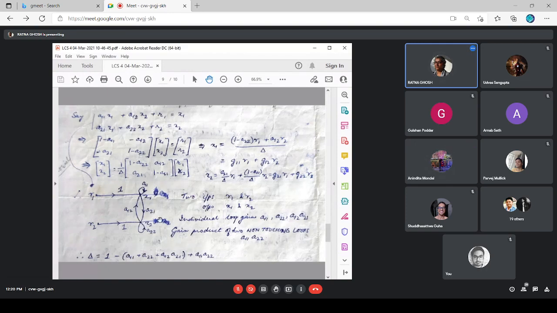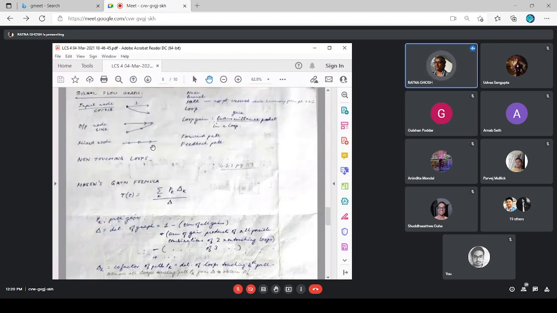Yes, ma'am. Now, the next stage, actually this non-touching loop came in because it started from here. Sum of gain products of all possible, sum of all loop gains, then sum of gain products of all possible combinations of 2 non-touching loops, then 3 non-touching loops, and so on and so forth. It goes on that way, right? So this is where that non-touching loop concept came in.